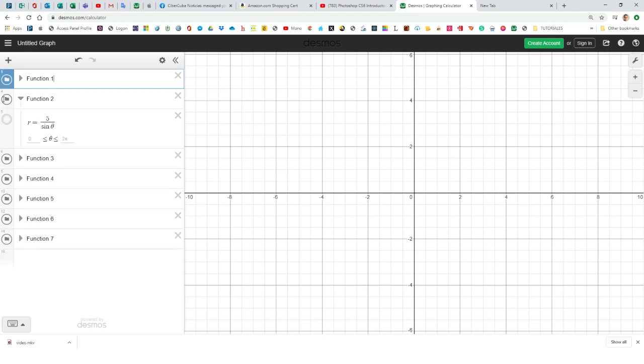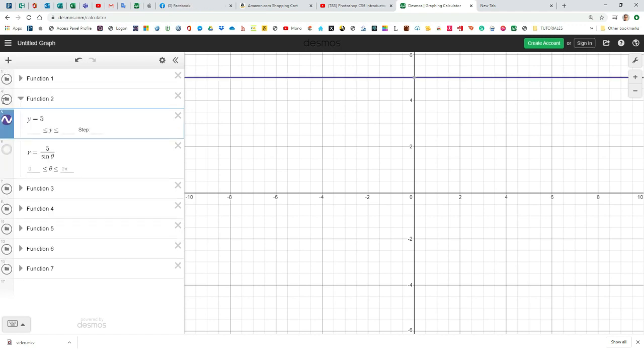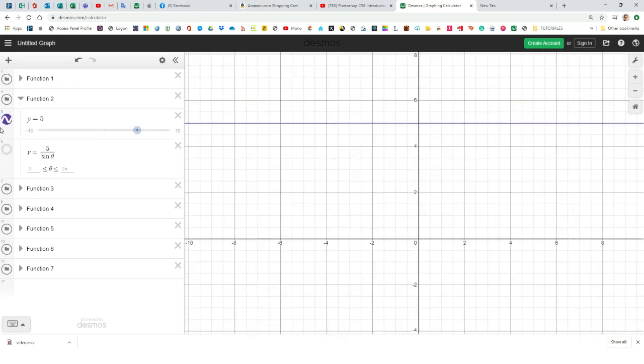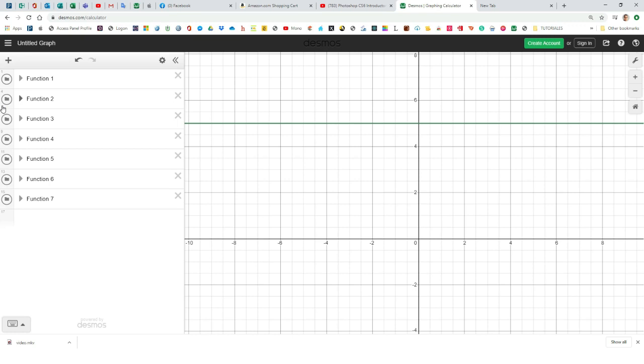I'm going to add now the function y equals 5. This is the point 5. Now, using the polar coordinate system, using the conversion, we find this one. When you activate it here, you see it's the same graph. Okay, now we're going to do another example.